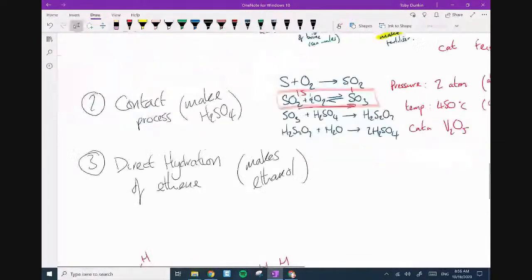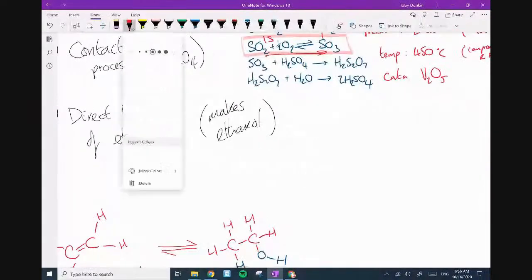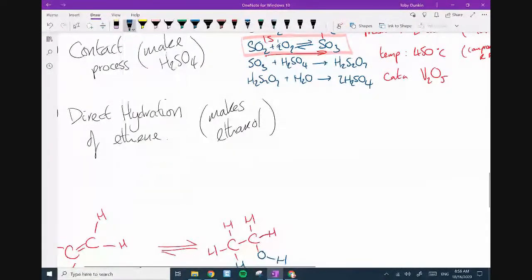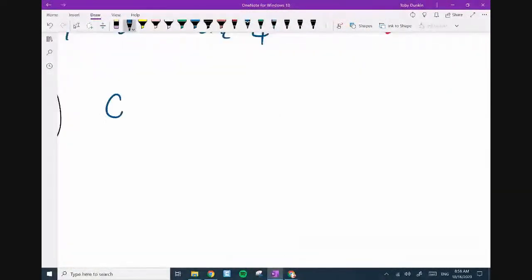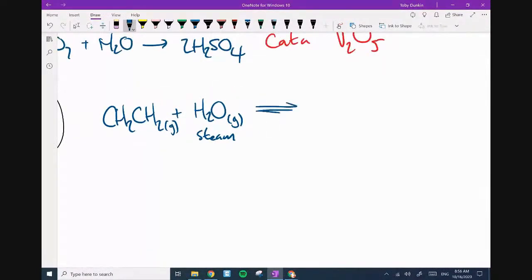Next one, direct hydration of ethene. So this equation, do it in blue. We're nearly done now, folks. Ethene, C2H4, that's a gas, plus steam, that's important, not water, steam, and that's in equilibrium to form ethanol, our Friday night molecule. There we go, which also comes out as a gas, by the way, at this temperature.